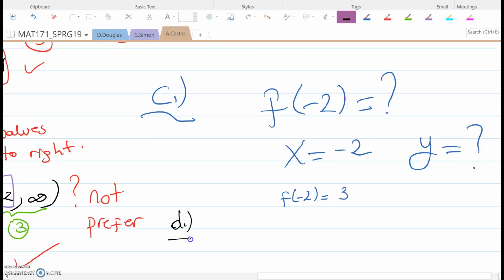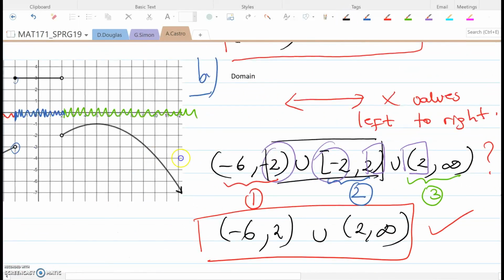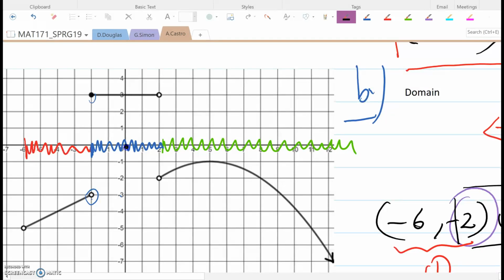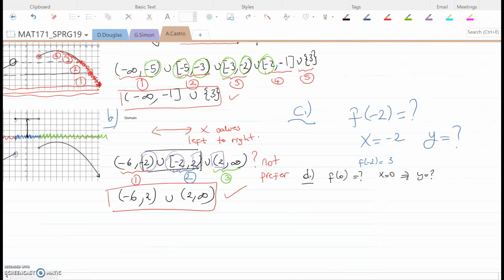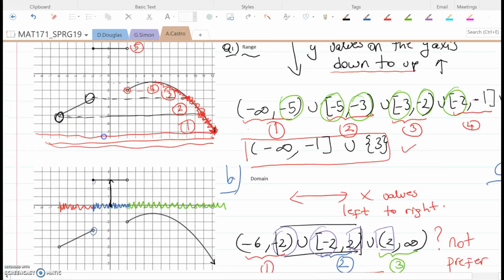Okay. Part D, determine f of 0, which means if x equals 0, what will be your y value? Okay. Then x equals 0 is here, origin. So where is there a place that I draw my pen and it's going to cut the function? Yes, it's 3. Okay. Then f of 0 will be equal to 3.